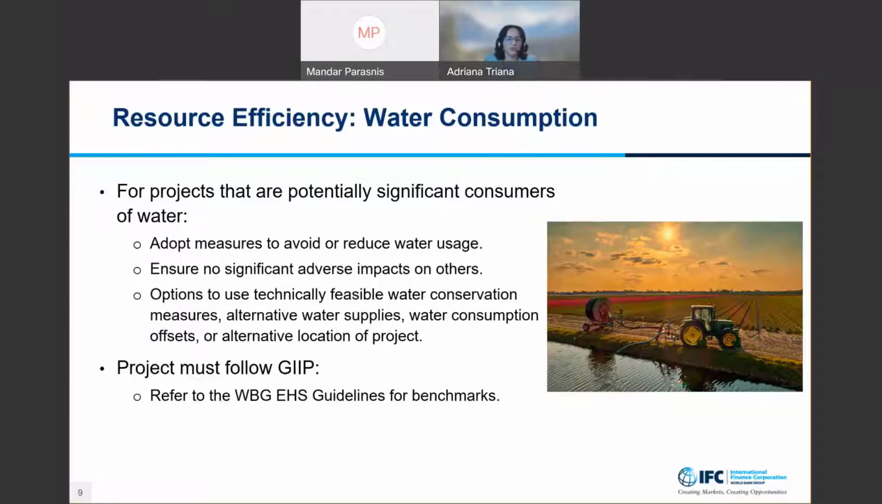And then, what are the options for conservation? Are there other water supplies? And as a last resort, again, water consumption offsets. Any measure that is implemented on water consumption should follow good international industry practice, and the World Bank Group Environmental, Health and Safety Guidelines offer some benchmarks and information about how to compare the values.